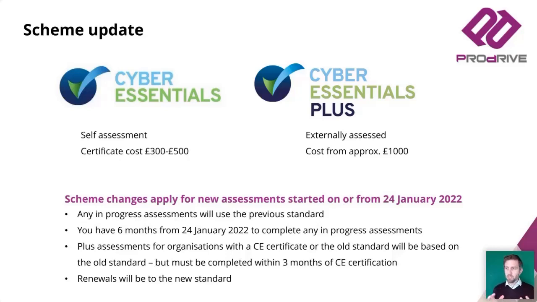If you have an assessment in progress, it's going to continue to be to the previous standard, and you have 6 months from the date the new scheme starts to complete that previous assessment. If you're doing a Plus assessment, you have to do that within 3 months of your standard assessment certificate being issued. So if you have a standard assessment certificate issued at some point within the next 3 months based on the old standard, your Plus assessment will be on the old standard as well. And finally, once your existing certificate has expired, if you're an existing Cyber Essentials certificate holder, the renewal will be to the new standard.